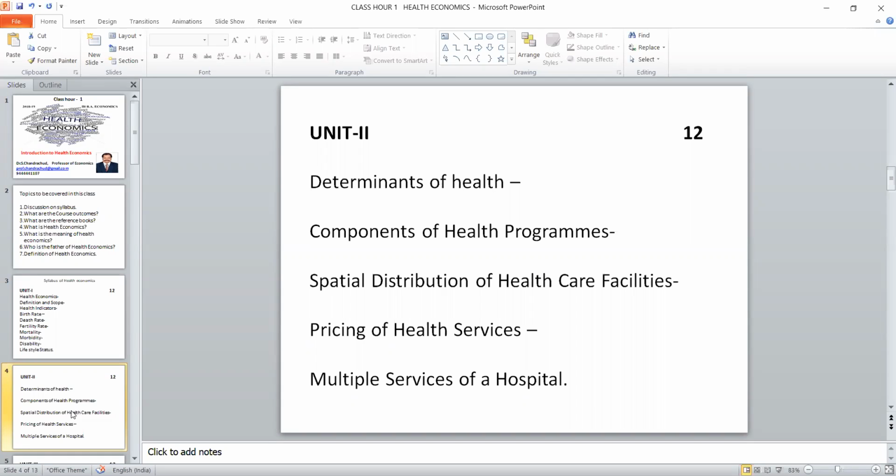We have more than 130 crores of population. How do we distribute that? So the third topic is the spatial distribution of healthcare facilities. Health economics is a service sector, and pricing for health is very difficult because it may be a very small clinic, a hospital, or a 5-star-hotel-like hospital. So depending upon the type of service we receive, we have to pay for it.